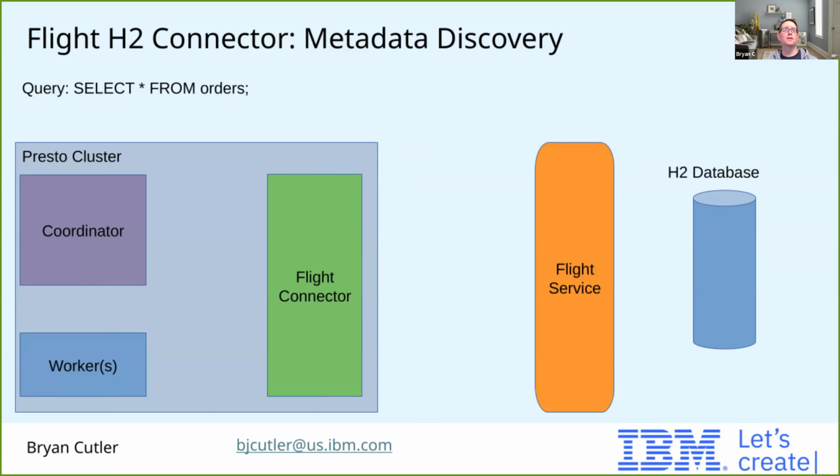Okay, so in this diagram, we have our Presto cluster with the flight connector on the left, the flight service, and our H2 database. The first thing that happens is metadata discovery. With that, the coordinator calls the connector to get a list of schemas. That's then translated in the connector to an action that calls the flight service to do discovery.